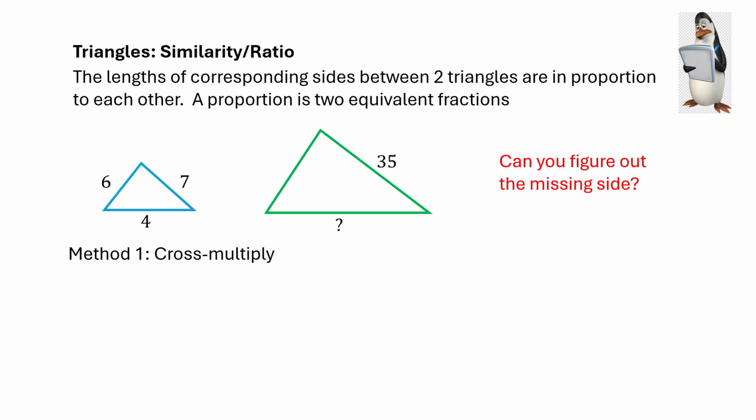The first method we're going to use is cross multiply. This is where we set up a proportion, and you can set this up one of two ways. I usually take my first fraction as the numbers from my first triangle to the left, and the numbers from my second triangle make up my second fraction. So as you can see, I have 7 over 4, and they match the same positions as 35 over the question mark, the one that I'm missing. Or you can also set it up sideways this way.